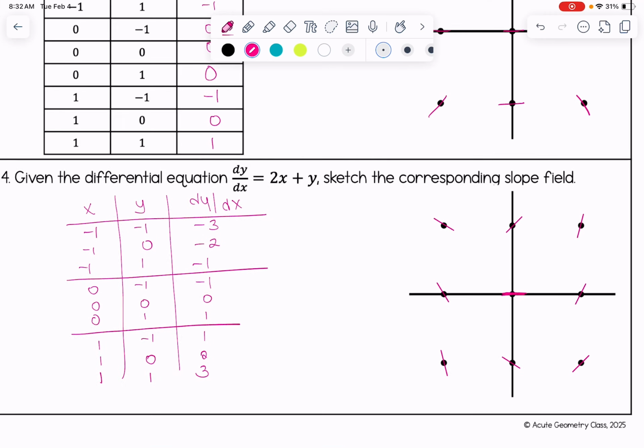Okay. Hopefully this lesson helped you understand how to sketch a slope field.